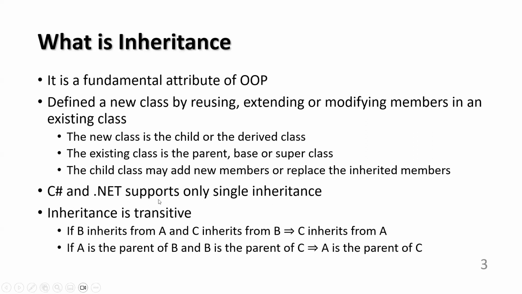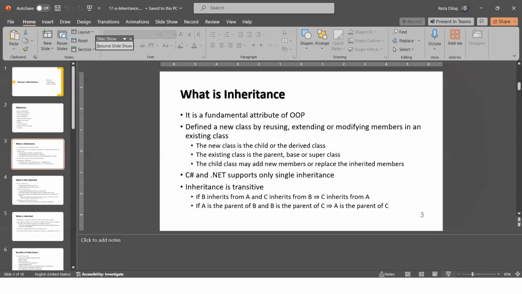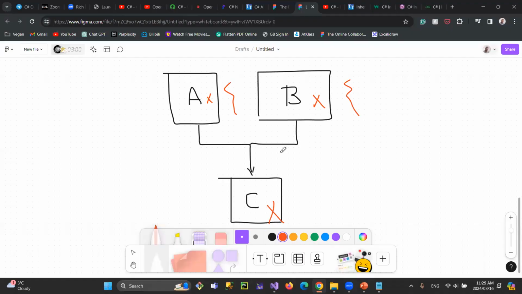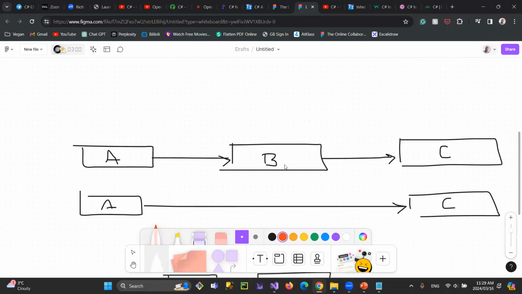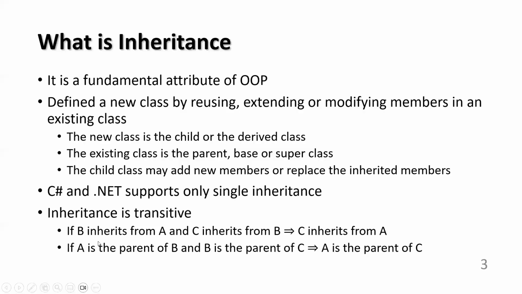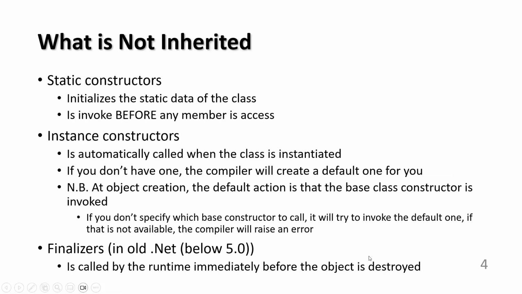C# and .NET support only single class inheritance. I told you already why. Inheritance is transitive. It's exactly talking about something that we showed here. It means that if B inherits from A and C inherits from B, you can say C is inherited from A. So in that case, if A is the parent of B and B is the parent of C, then A is the parent of C as well.